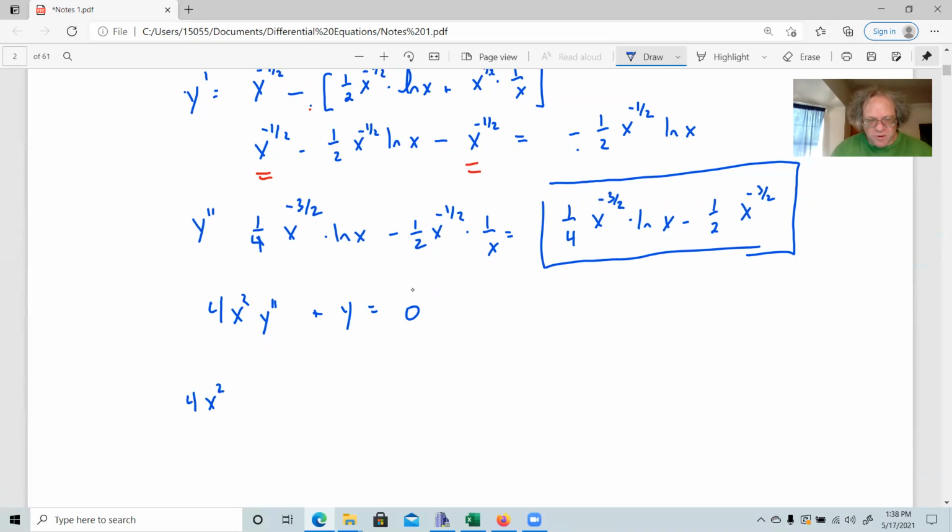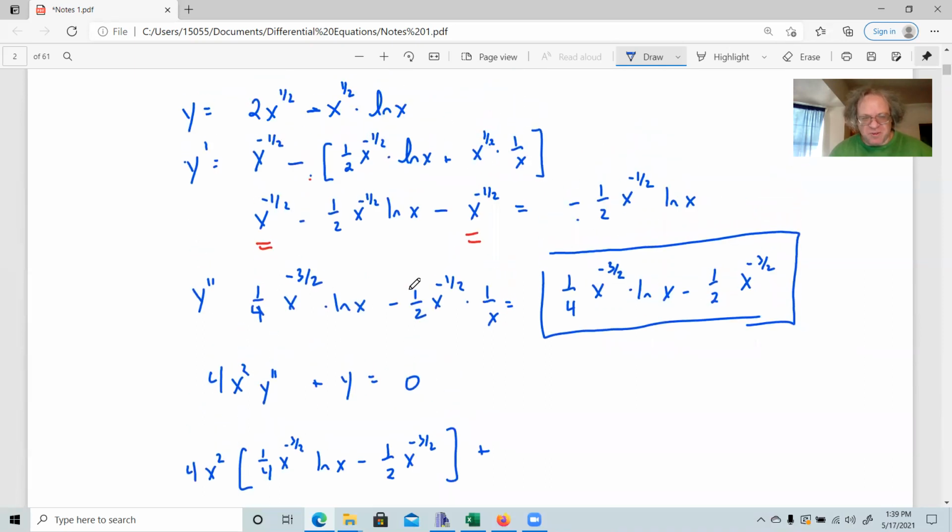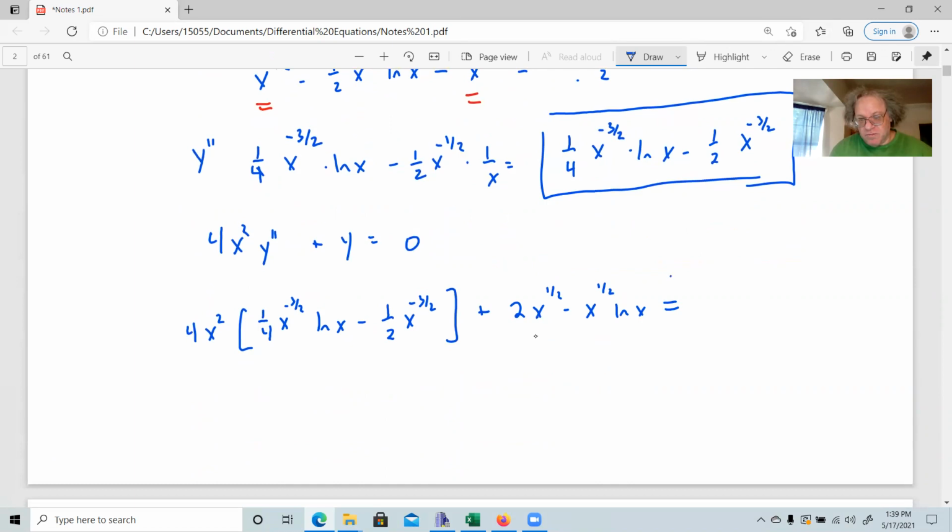So we have 4x squared times y double prime, which was 1/4 x to the negative 3/2 natural log x minus 1/2 x to the negative 3/2, plus whatever y was. y was that first thing they gave us, 2x to the 1/2 minus x to the 1/2 natural log x. That was a given. Okay, and does this come out to be 0?